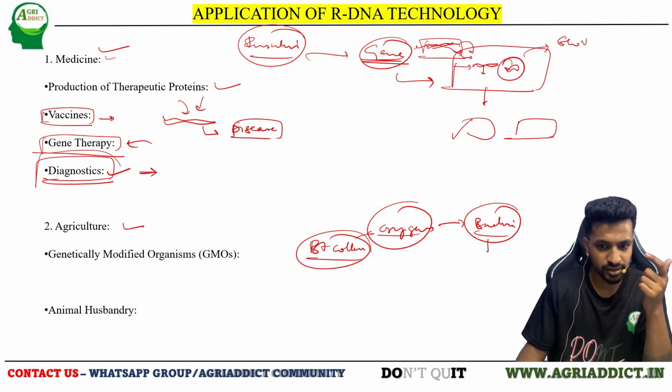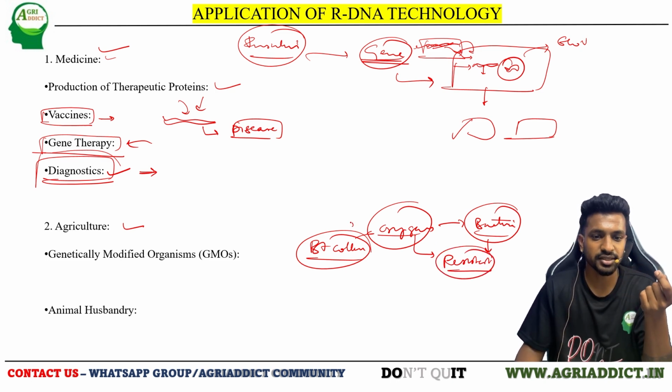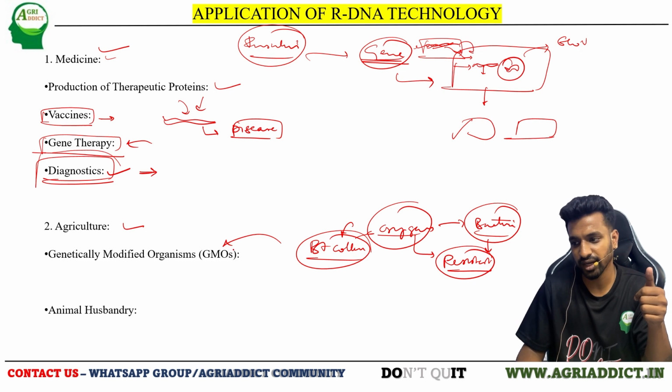So because of which these cry genes provide resistance to the pest in case of cotton. This has been done. So this is under genetically modified organisms, and this is how recombinant DNA technology is helpful in the agricultural field.